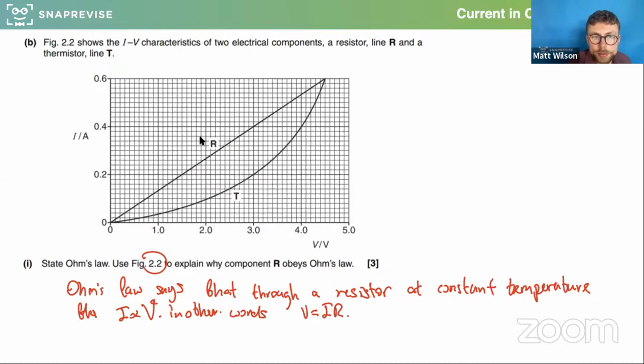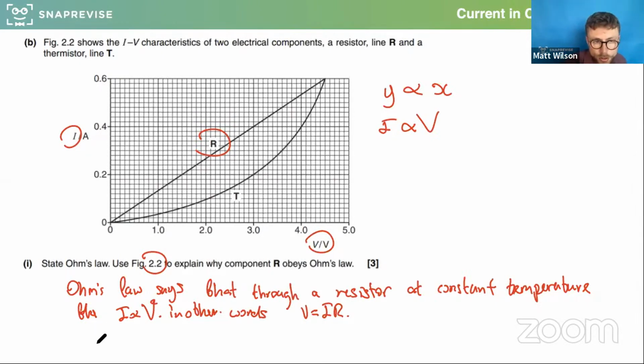We're asked to use the figure to explain why component R obeys Ohm's law. Well, if we look at R here, we have a straight line graph. And whenever you have a straight line graph between your Y variable and your X variable, that means that they are indeed proportional. And that's what we have here. Our Y variable here is the current, and our X-axis here is the voltage.